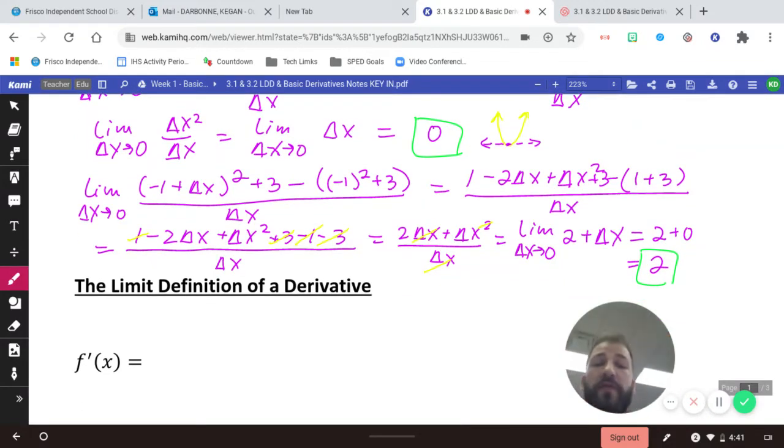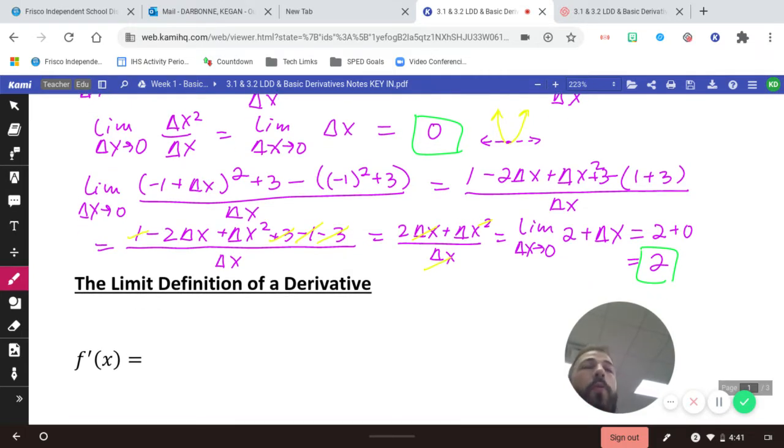All right, so hopefully after working all the way through, same thing, this one's a little more complicated because we got -1 plus delta x. We squared that out, we simplify all of our terms all the way through, and we got 2. Now you're probably like, Mr. Darbone, what are we doing? This is so confusing.